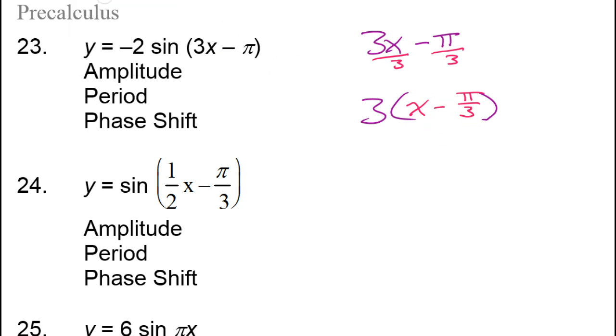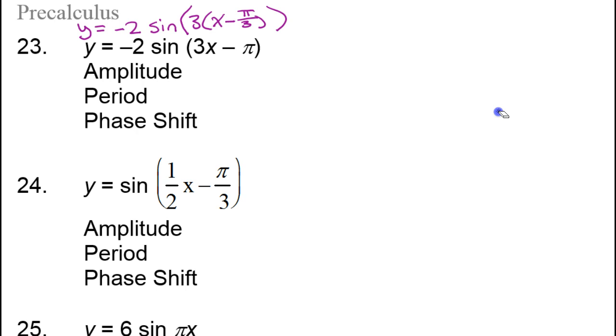So I'm going to go ahead and copy this down. I guess I'll just put it right here. So I have y equals negative 2 times the sine of, and inside the parentheses I will have 3 times the quantity x minus pi over 3. So the 3x minus pi became 3 times the quantity x minus pi over 3, as I showed here. Now I can go ahead and do the problem.